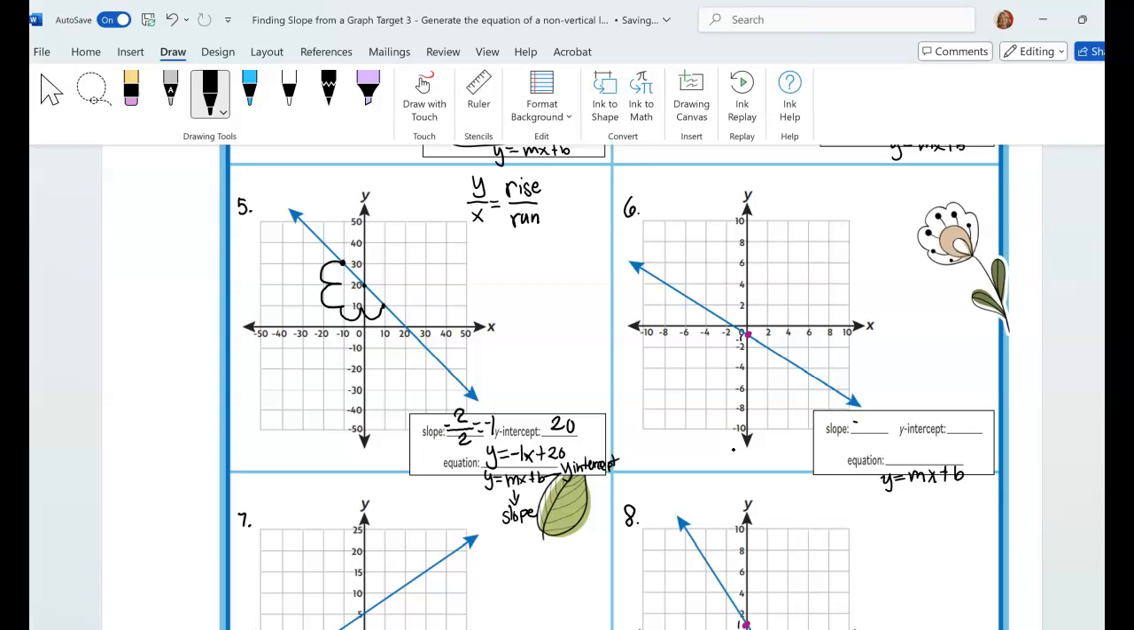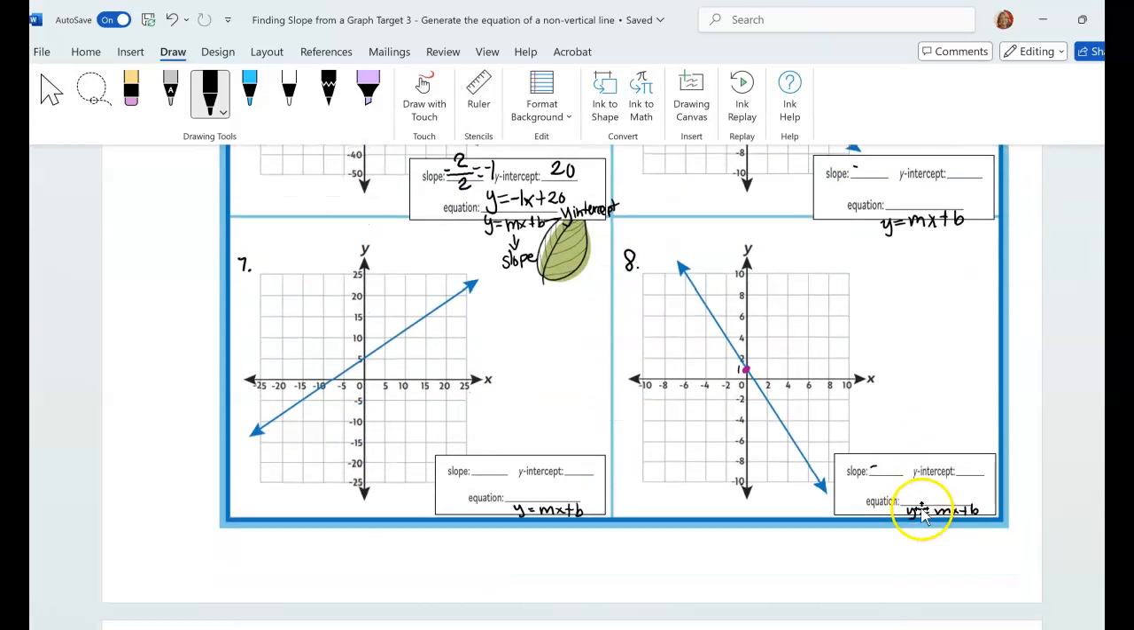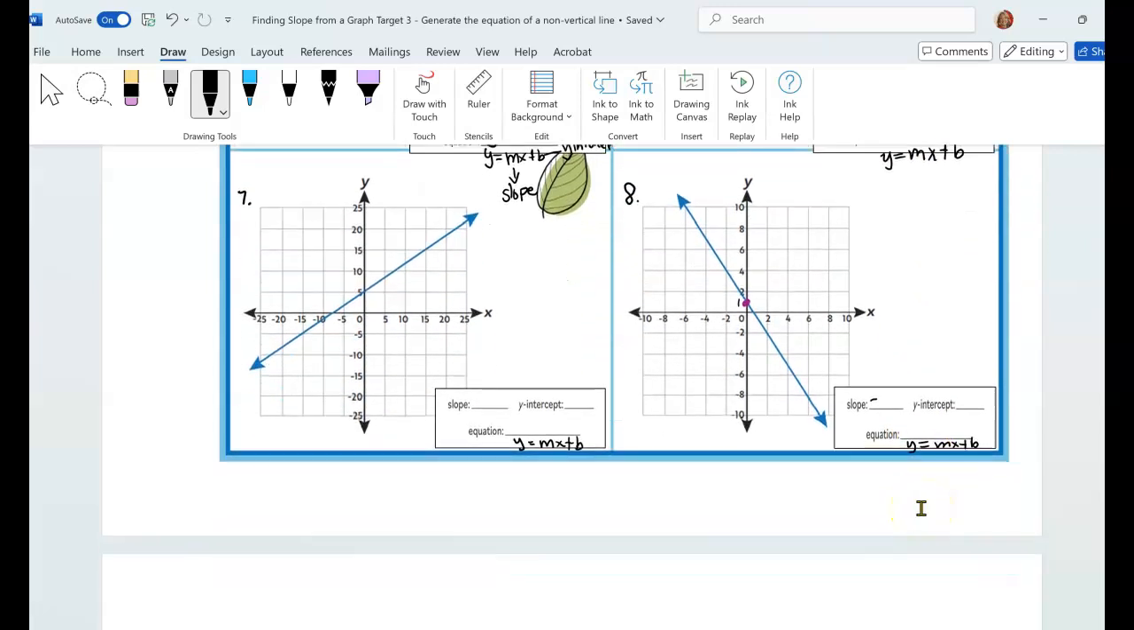Yay, us. All right, I want you to do number 6 on your own. Let's see how you do. It looks like I've given you the y-intercept, where the trend line crosses the y-axis, right? And number 7 is going to be positive, the slope. Number 8 is going to be negative, the slope.